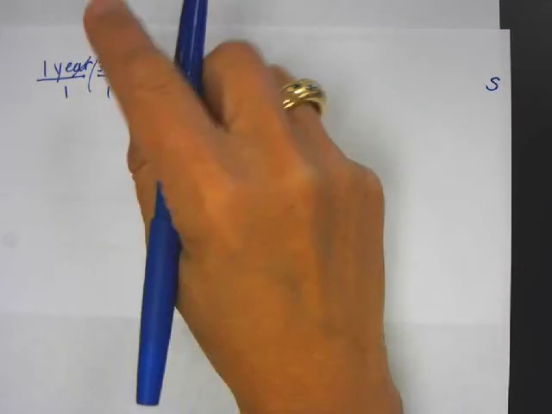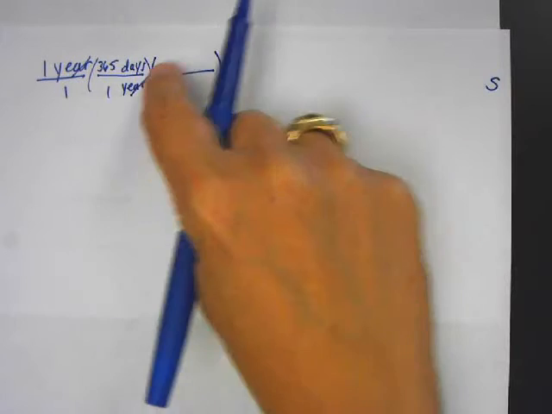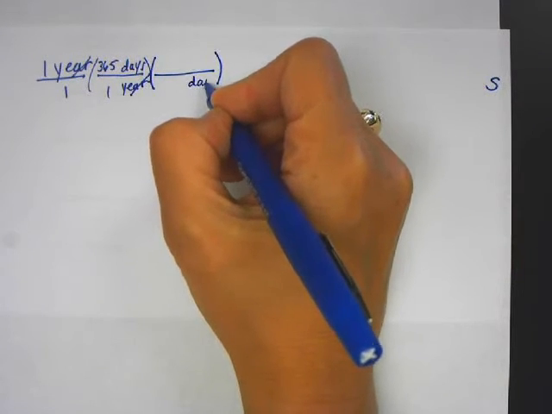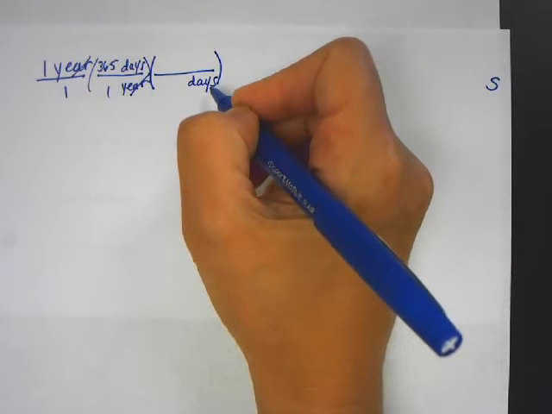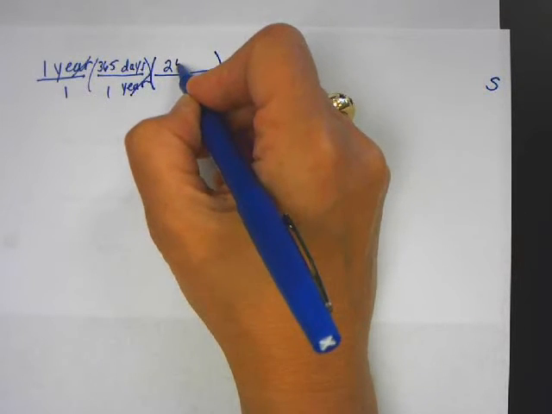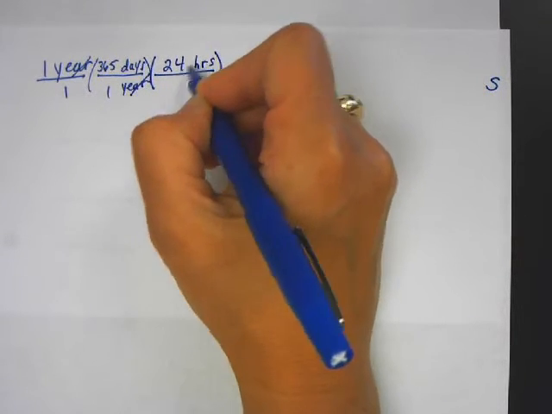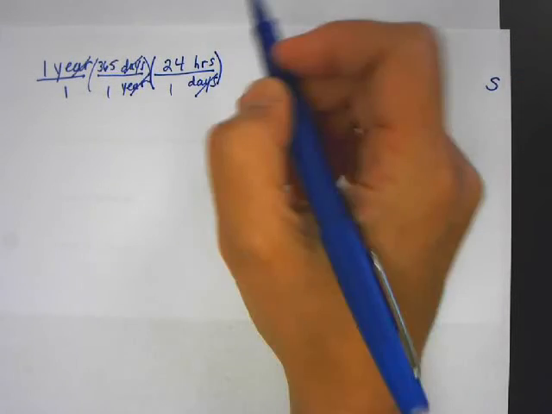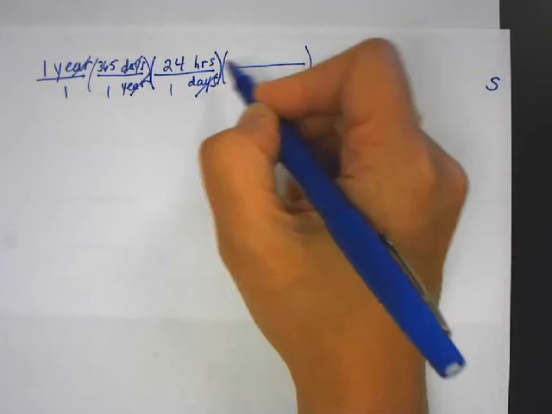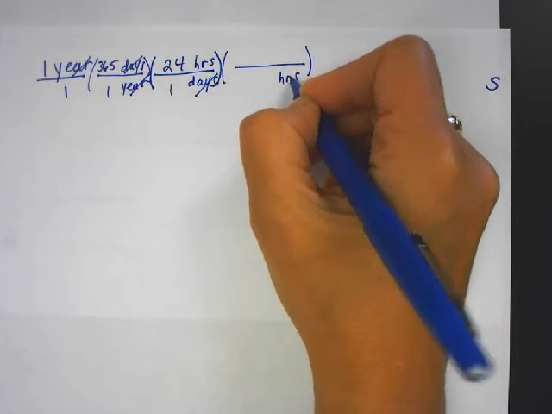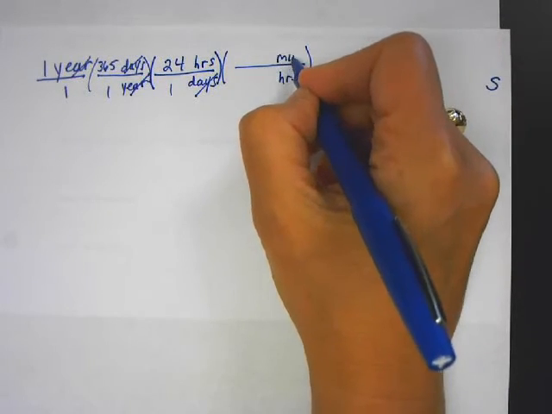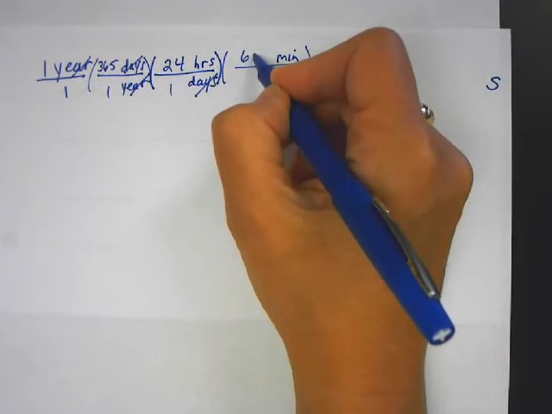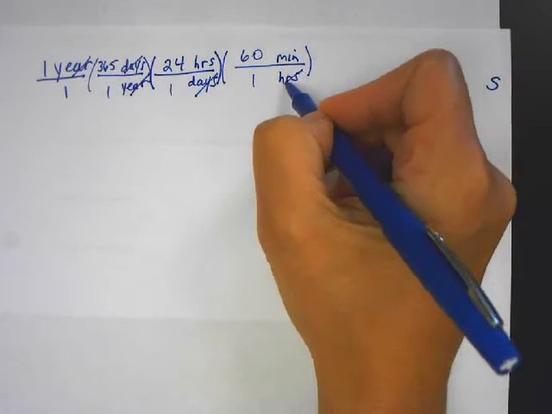So now I have days, but I don't want days, I want seconds. So to get rid of days in the numerator, I put it in the denominator. And the only thing I know is there's 24 hours in 1 day. So now my days cancel. But I have hours, but I want seconds. If hours is in the numerator, I put it in the denominator. And what I know off the top of my head is that there are 60 minutes in 1 hour. So now my hours cancel.